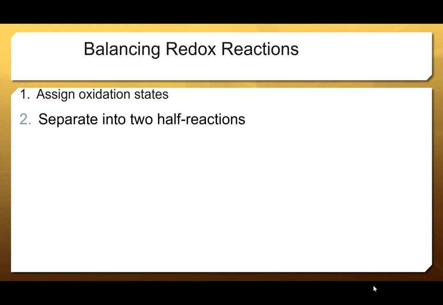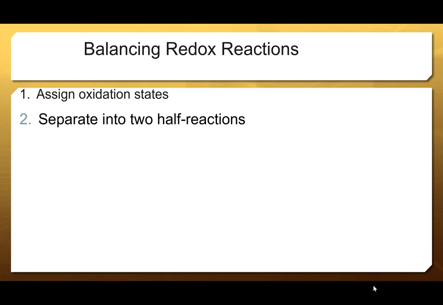So the first rule is to assign oxidation states. Excuse me. Rule 1 or Rule 2, you can play with which one you want to do first. So find your own path. We're going to assign oxidation numbers to each of the individual atoms. And then we're going to separate the reactions into two half reactions.